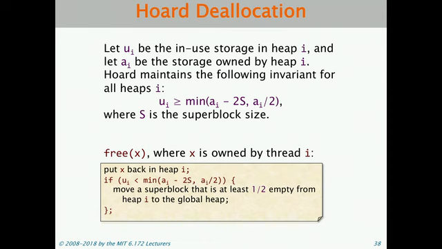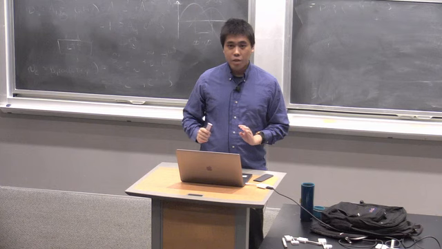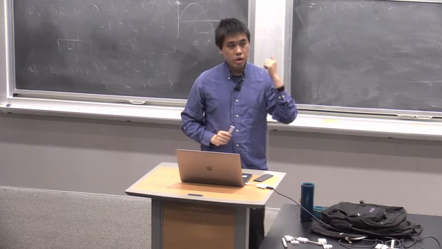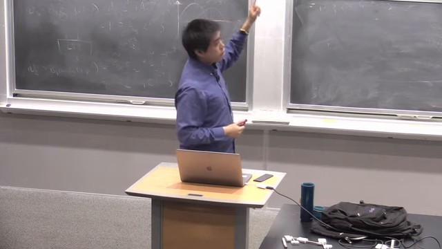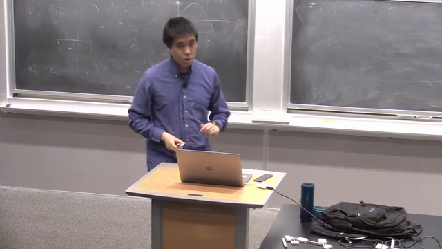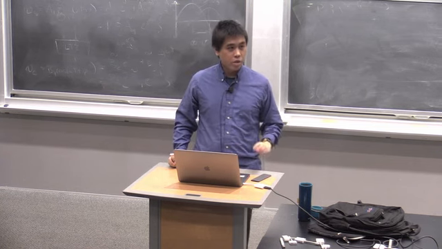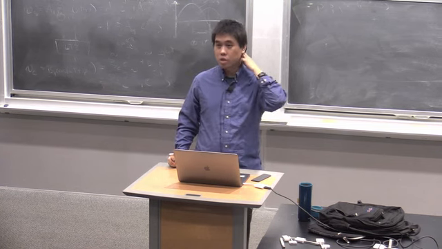So any questions on how the allocation and deallocation works? Since we're maintaining this invariant, it's going to allow us to prove a bound on the blowup, and I'll show you that on the next slide. But before I go on, are there any questions?